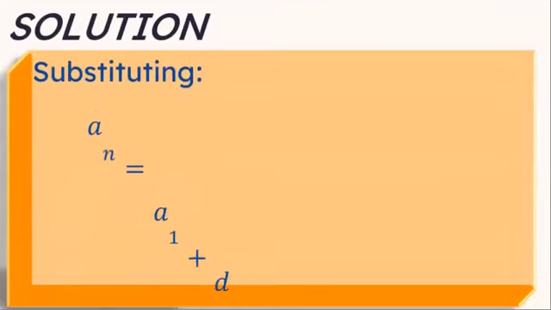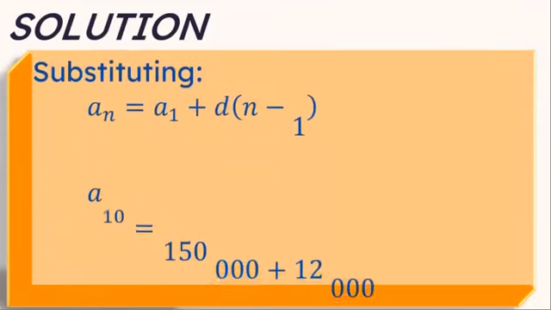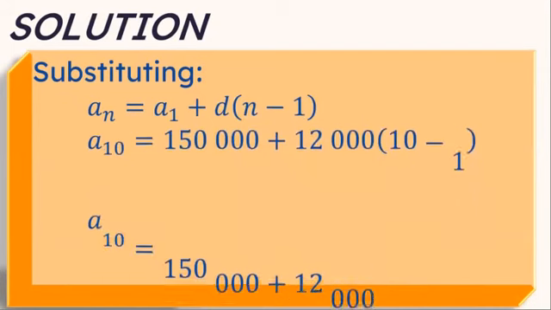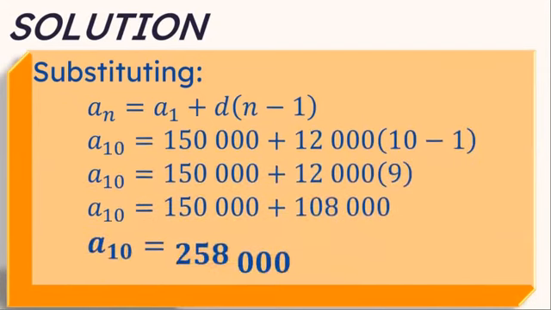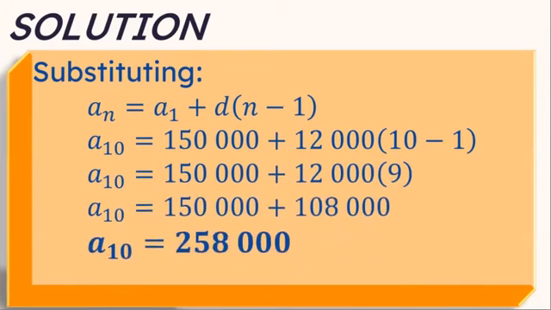So by substitution, A sub n is equal to A sub 1 plus d times n minus 1. Again, our A sub 1 is 150,000, d is 12,000, and our n is 10. Substituting and simplifying, our answer will be 258,000.